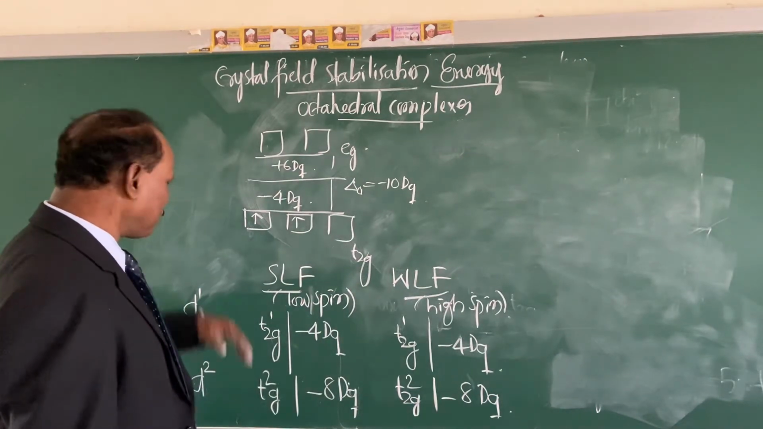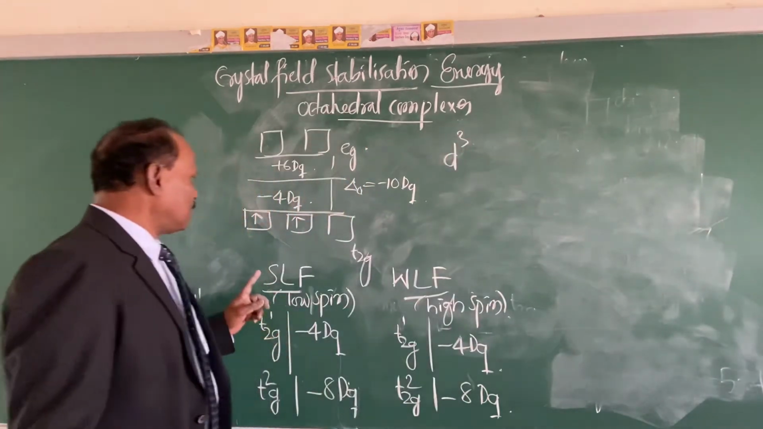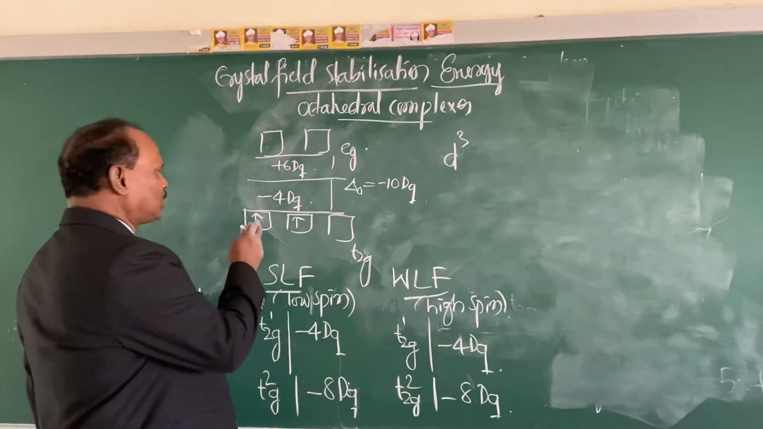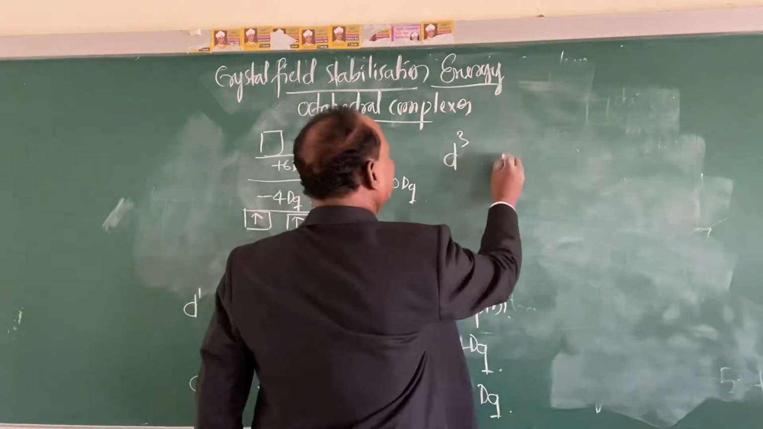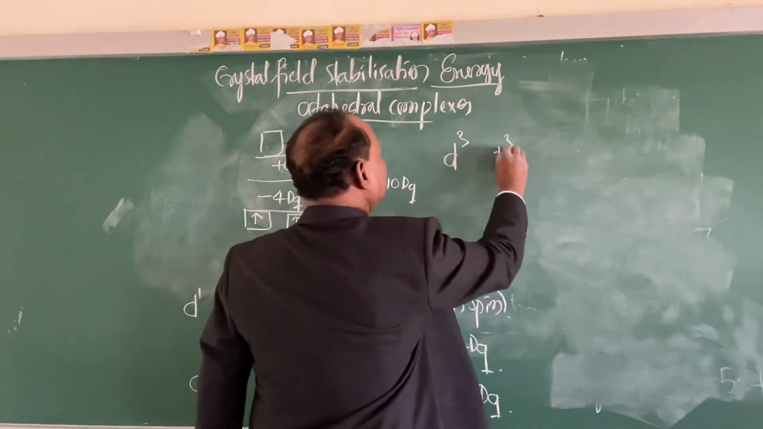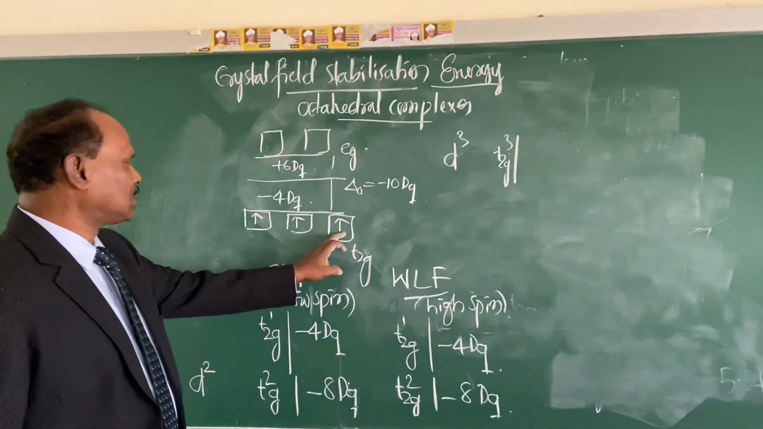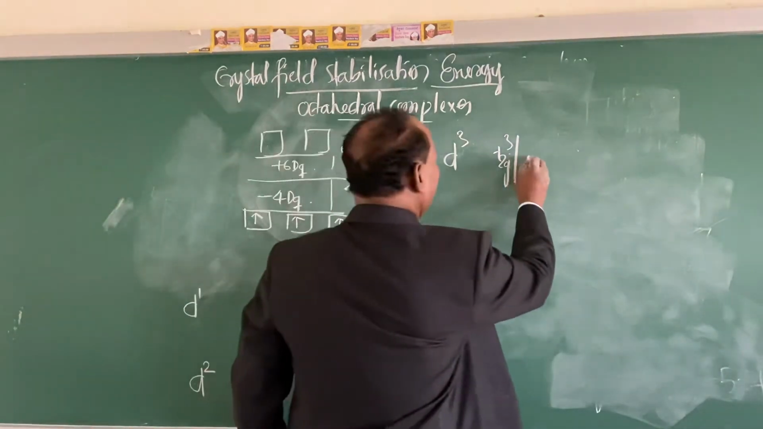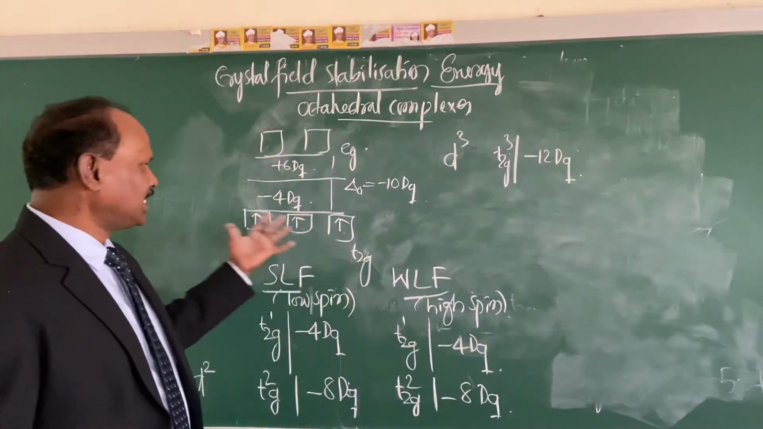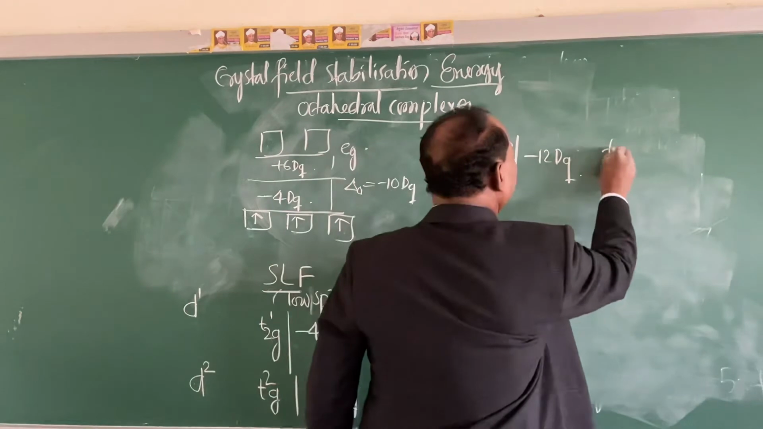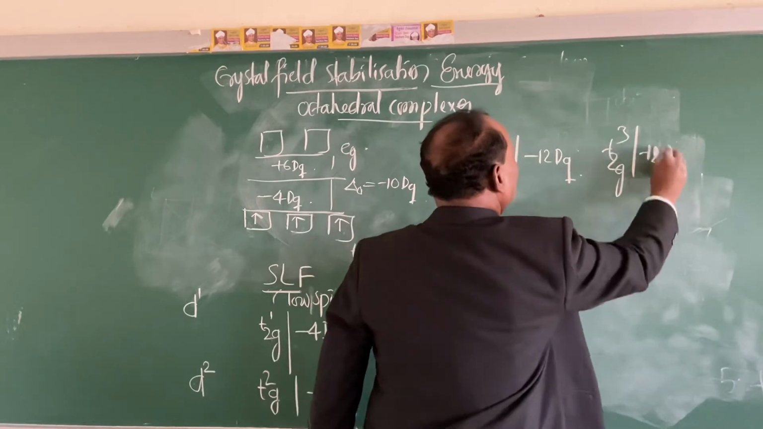Now let us calculate for the d3 system. There are 3 electrons, so I distribute them 1, 2, 3. In a strong ligand field the configuration is t2g3, and the energy is 3 times 4, which is 12, so minus 12 Dq. And in case of the weak ligand, it remains the same: t2g3, and its energy is minus 12 Dq.